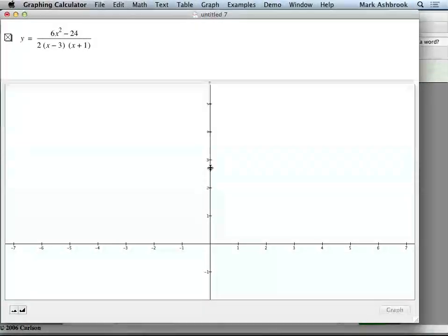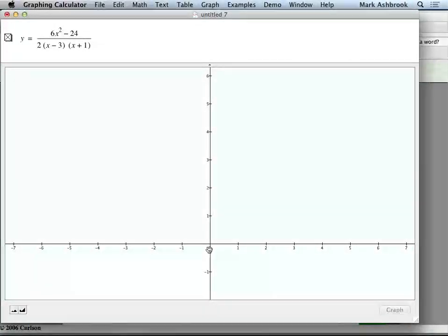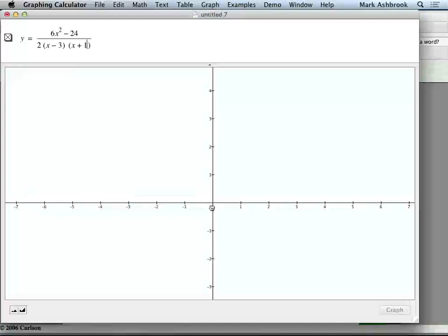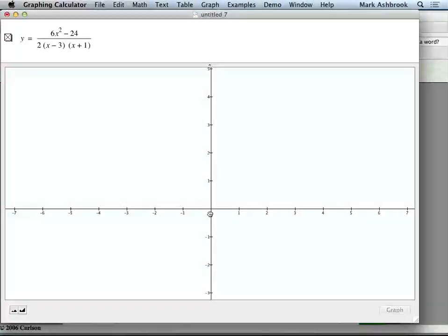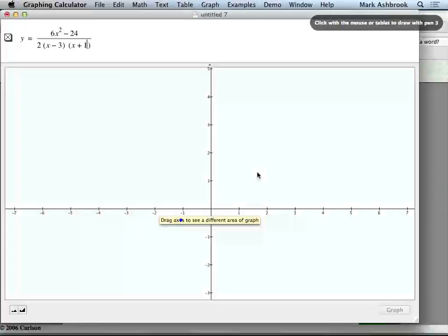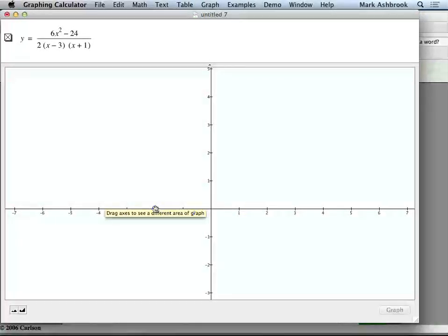What was our y-intercept again? 4? 0, 4. Great. Okay, so first of all, roots. What were the roots? 2 and negative 2. Same thing as before with polynomials. That's the x-intercepts. Okay? Vertical asymptotes. 3 and negative 1.